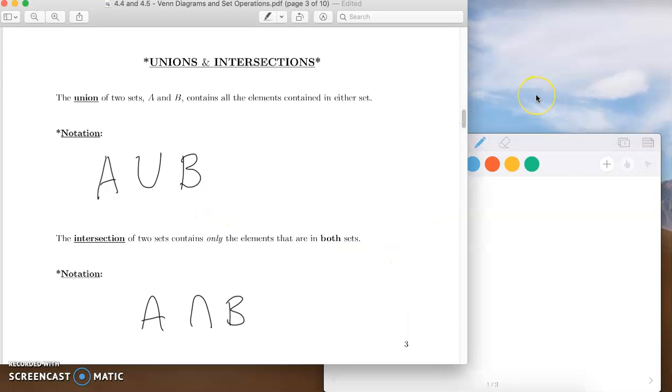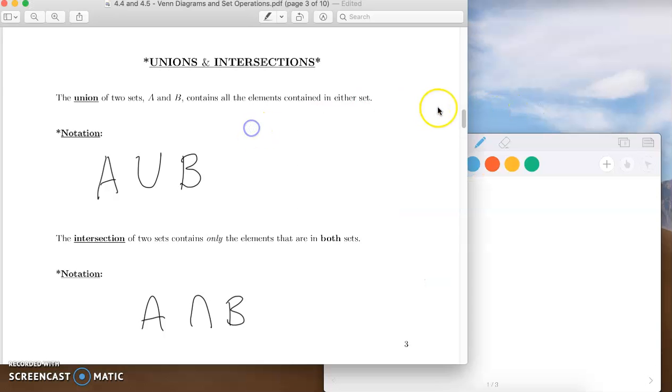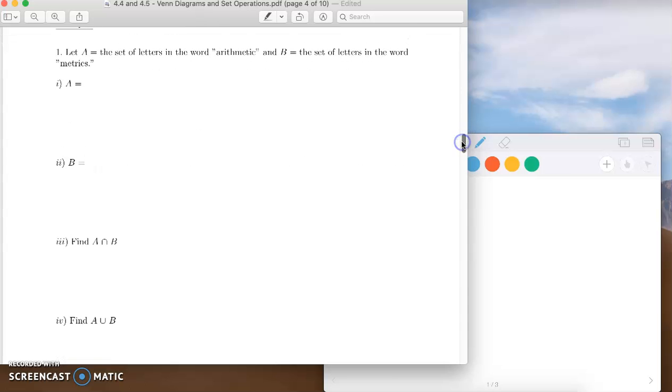Then the intersection of two sets contains only the elements that are in both sets. It's where they intersect, okay? So that would be A intersect B, okay? So here, let's have an example. We say let A equal the set of letters in the word arithmetic and B equal the set of letters in the word metrics.